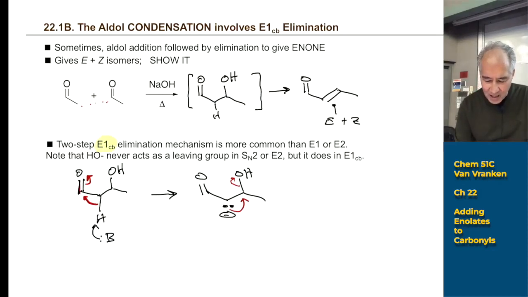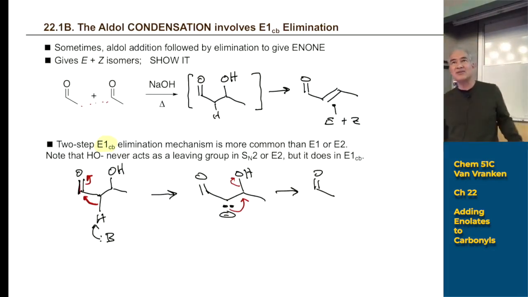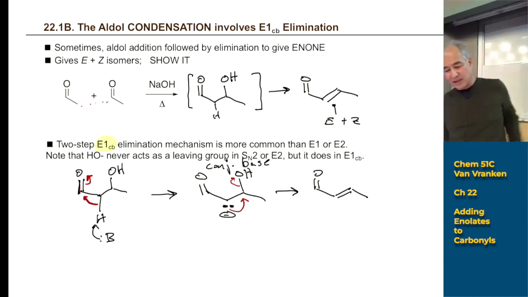It could be alkoxide, it could be t-butoxide, no problem pushing out that leaving group. If you've got an O- next door, a C- next door, an N- next door, that hydroxide is out of there. That's the two-step E1 conjugate base. This thing right here is the conjugate base of the starting material, right? When you pull off a proton, you get the conjugate base.